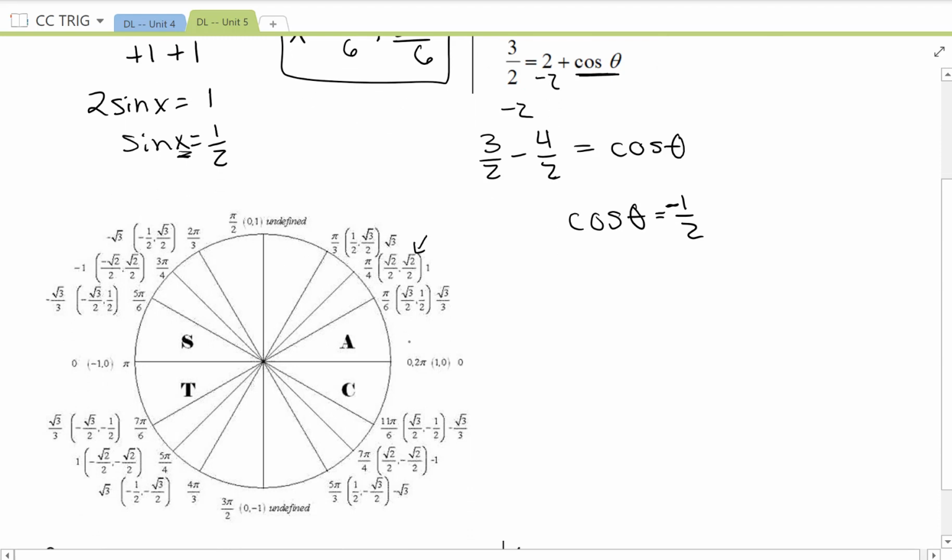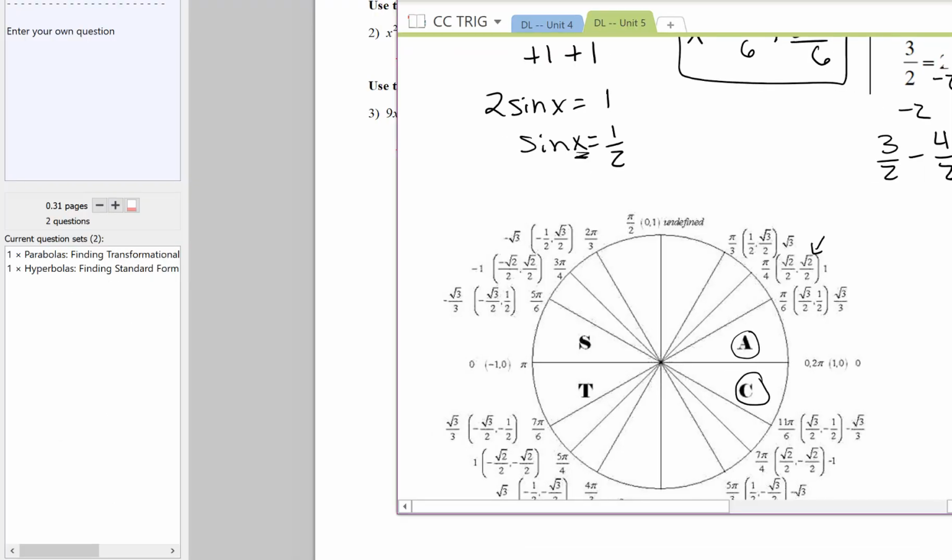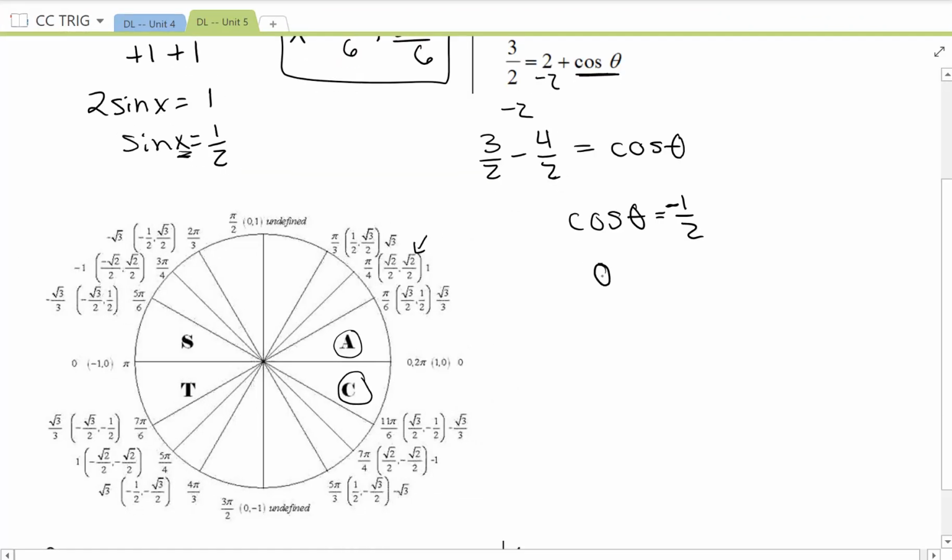Not in the first quadrant, because nothing's negative there. Where is cosine negative? Well, cosine is positive in the first and fourth quadrants. So our answers for this one will come from the second and third quadrants, where cosine is negative, and that would be 2 pi over 3 and 4 pi over 3. Negative 1/2 and negative 1/2.